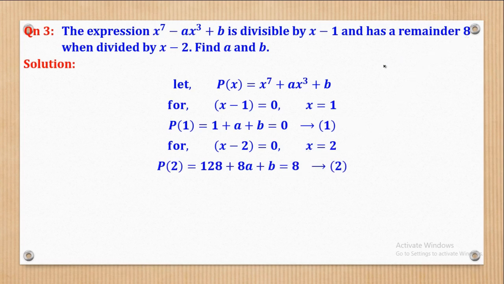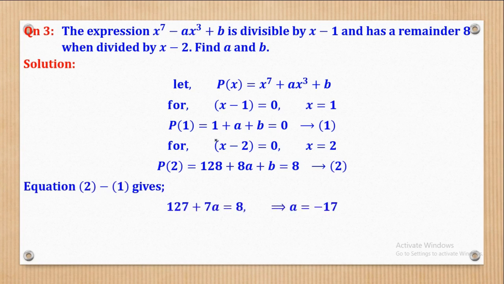Now, those are two equations and two unknowns. We shall solve them simultaneously. Therefore, equation 2 minus equation 1 will give me that. So this 128 minus 1 gives you 127. Then 8a minus a gives you 7a. Then 8 minus 0 gives you 8. When I make a the subject, a will be equal to negative 17. Then from equation 1, substitute for a to get the value of b as 16, and that's what they wanted.